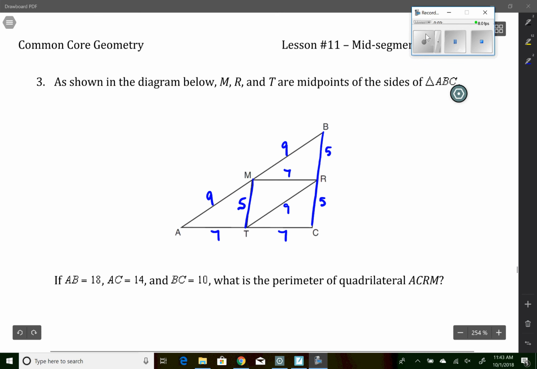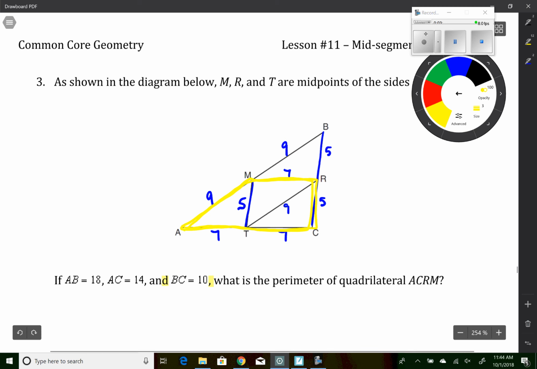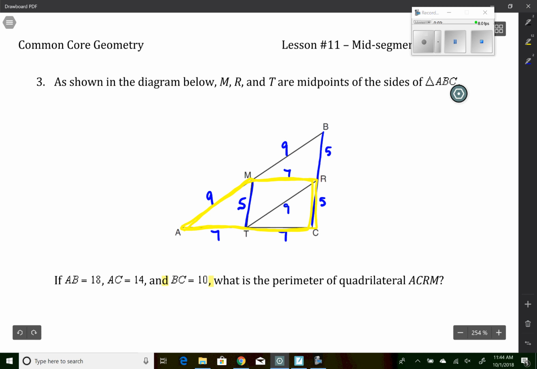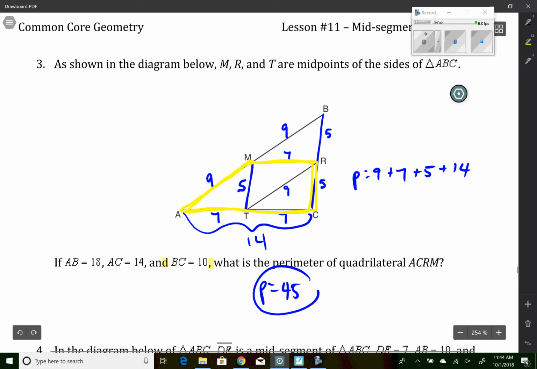All right, so now that we have everything labeled, if we want to find the perimeter of that one shape, A, C, R, M, here's your trapezoid that we're trying to find the perimeter of. So if I add up all those pieces, I can say 9 plus 7 plus 5 plus 14, because this whole side is 14, right? So if we add all that up, that's 19, 26, 45. So the perimeter of the shape is 45.